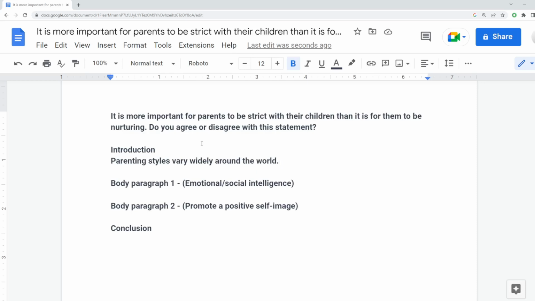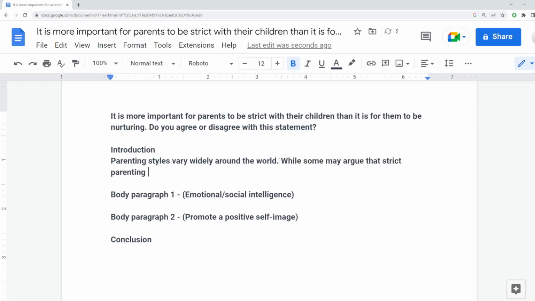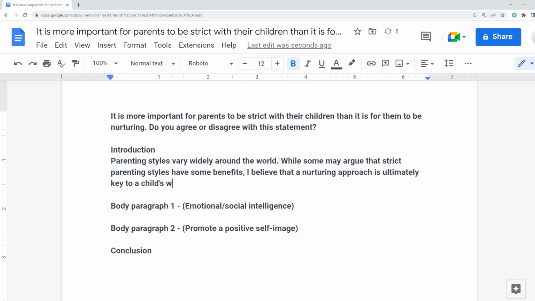Okay, now we want to get a bit more narrow. So we will bring up the topics of strict parenting styles and nurturing parenting styles. Okay, so we might say something like, while some may argue that strict parenting styles have some benefits, I believe that a nurturing approach is ultimately key to a child's well-being and development. Okay? So while some may argue that strict parenting styles have some benefits, I believe that a nurturing approach is ultimately key to a child's well-being and development.